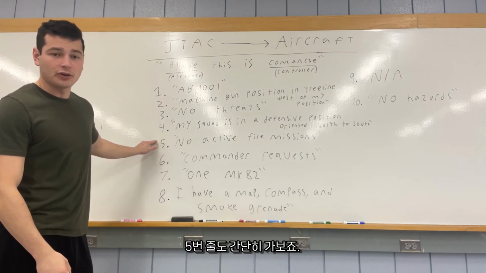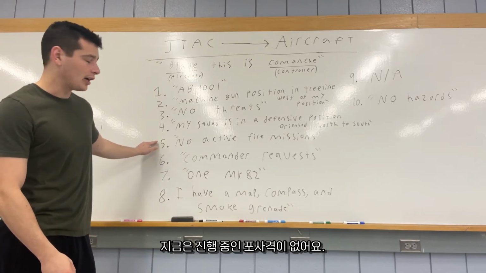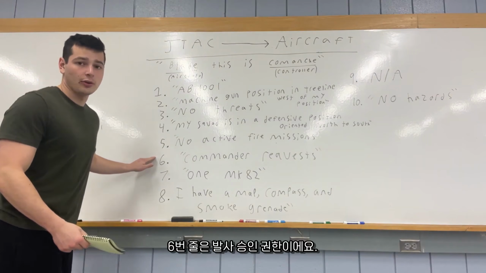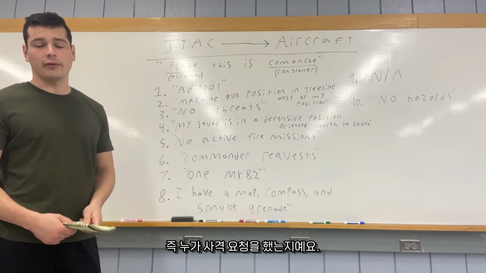Line 5, again, we'll keep it simple. We're going to say there's no active fire missions at this time. Line 6, the clearance authority. This is simply who's requesting the fire mission.